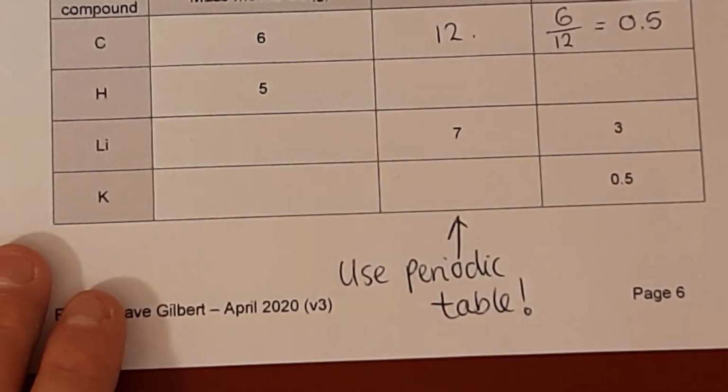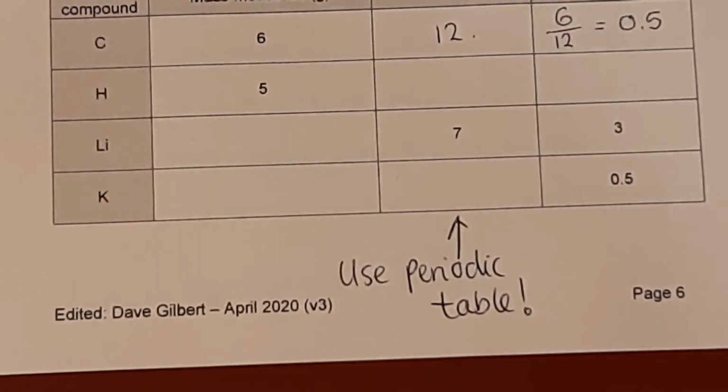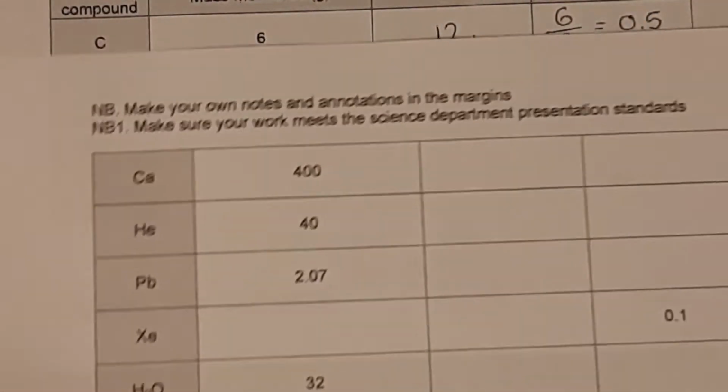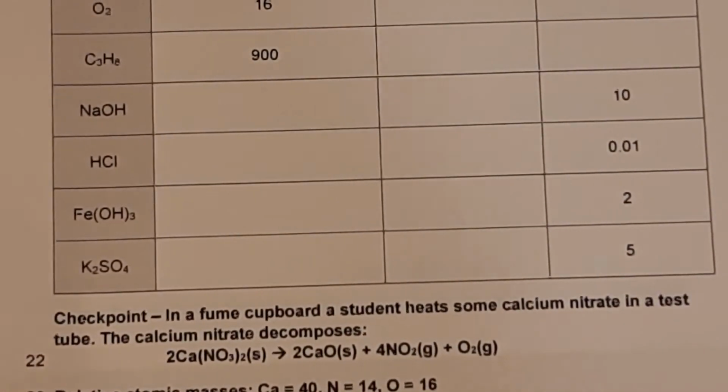So to calculate the relative atomic mass or the relative molecular mass, you will need to use your periodic table. And this goes on to the next page. So continue all the way through and have a go at those. So pause the video whilst you do that.